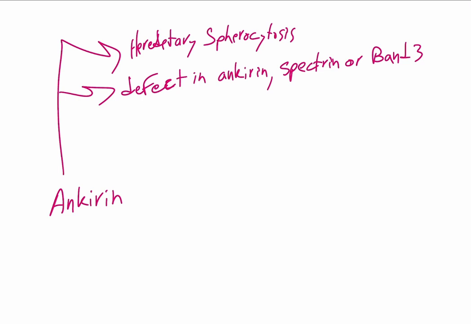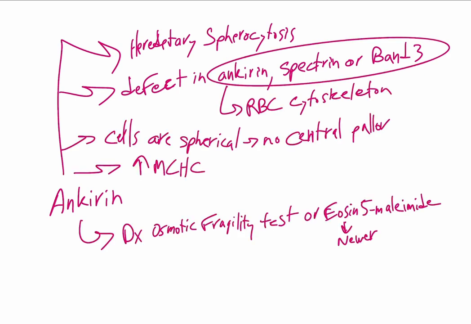All right, next up, we have hereditary spherocytosis. This is caused by defects in ankyrin, spectrin, or band 3 proteins. These are all members of the RBC cytoskeleton. Cells are spherical, they lack that central pallor, and have an increased MCHC. To diagnose this, you use osmotic fragility test or the more recent eosin-5-maleimide test. Hereditary spherocytosis is inherited via autosomal dominant pattern. Classically, what you will see, they give you a child with anemia and a father who had his spleen removed for a quote-unquote blood disorder. They're pointing you towards the repeated infarcts of that spleen that needed to be removed. The removal usually takes place in the teenage years.